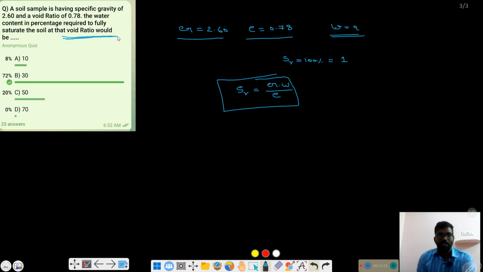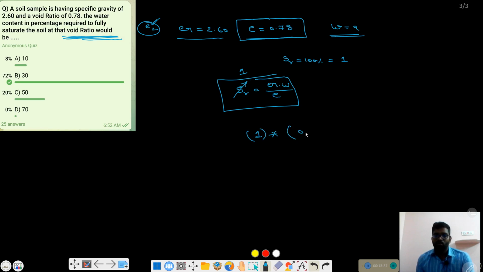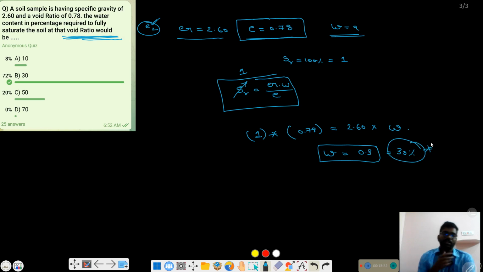अगर इस term नहीं दिया हुआ, अगर इसने बोला due to adding of water volume void ratio changed to some e2, we have to take that e2. Okay, यहाँ पर clearly mention हुआ है due to adding of water void ratio change नहीं हुआ है. तो what we do is, here we take degree of saturation 1, and 1 into e, e is equal to 0.78, is equal to G, 2.6, into w, water content we have to calculate. So that water content you will get 0.3, which is nothing but 30%. Water content होना चाहिए, then you will have saturated soil.